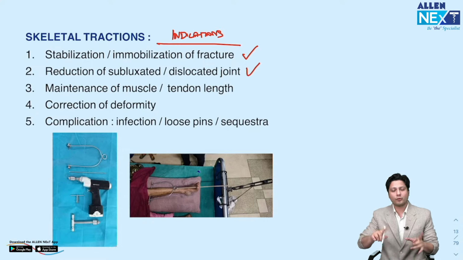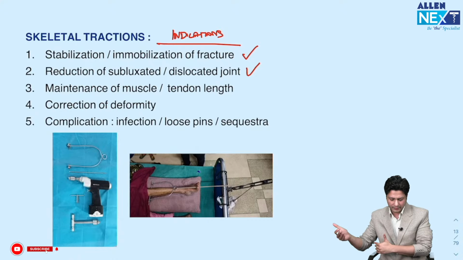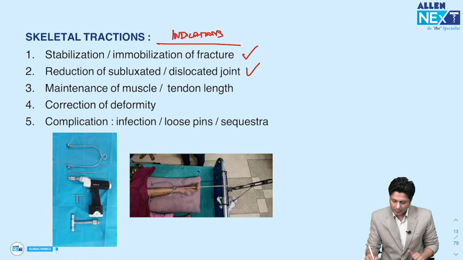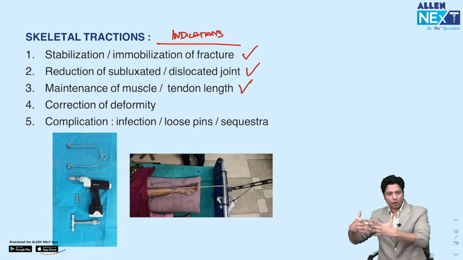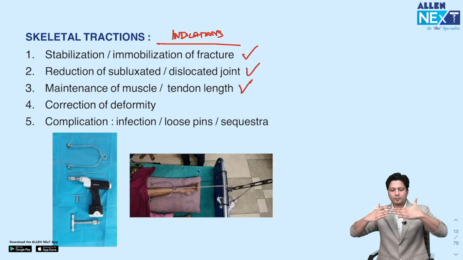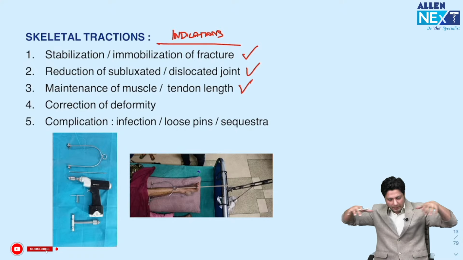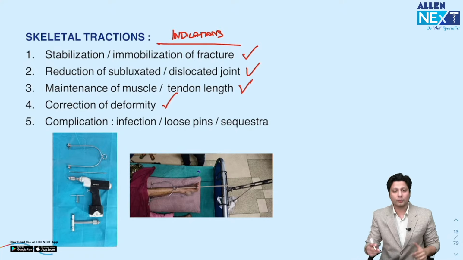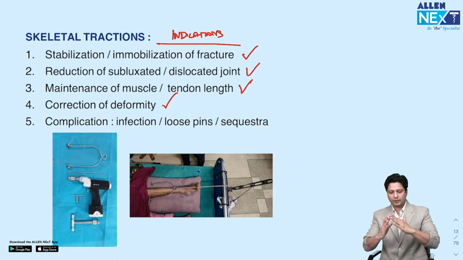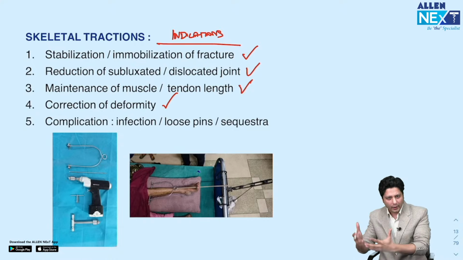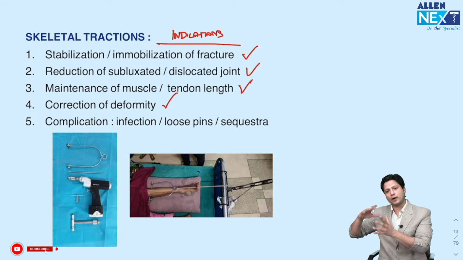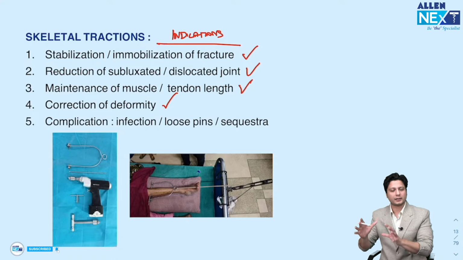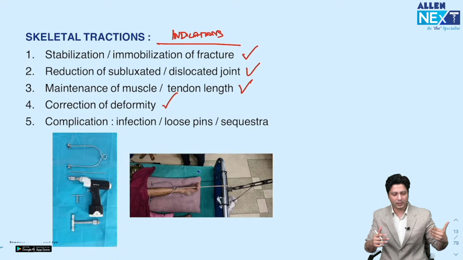Second is reduction of the dislocated joint or dislocated fracture, subluxated joint. Then maintenance of the muscle length or the length of the tendon, all right? Because due to the fracture there could be overriding, and in order to prevent this overriding, the maintenance of the length of the muscle is also important. Then correction of the deformity, all right? If there is a deformity of any joint which comes under the segment of other diseases, but yes, skeletal traction is used in order to correct it gradually.